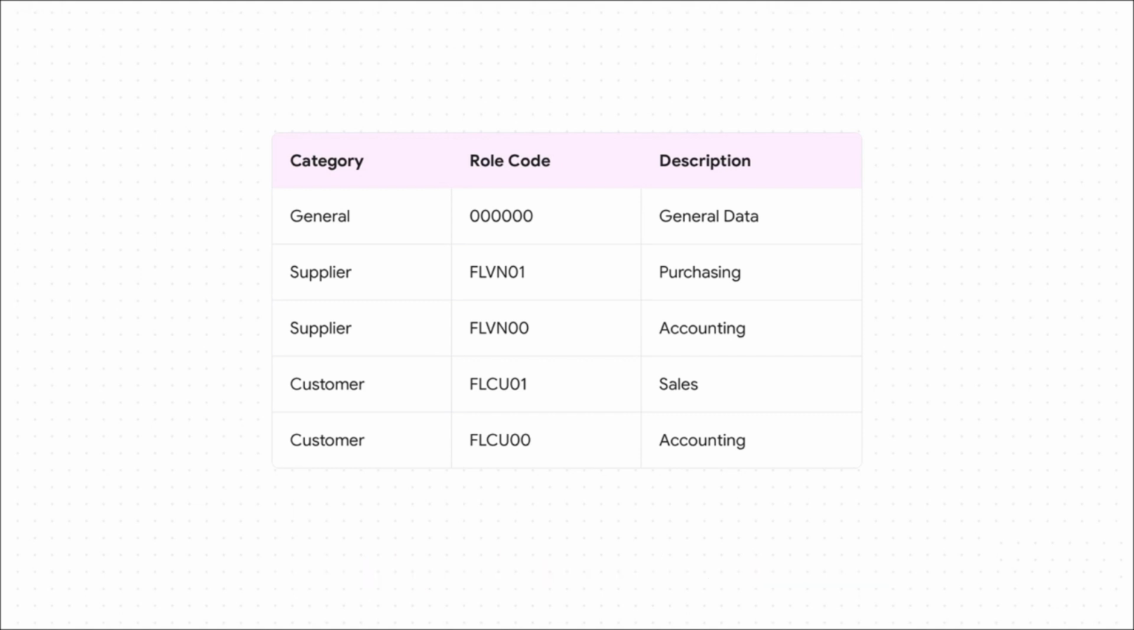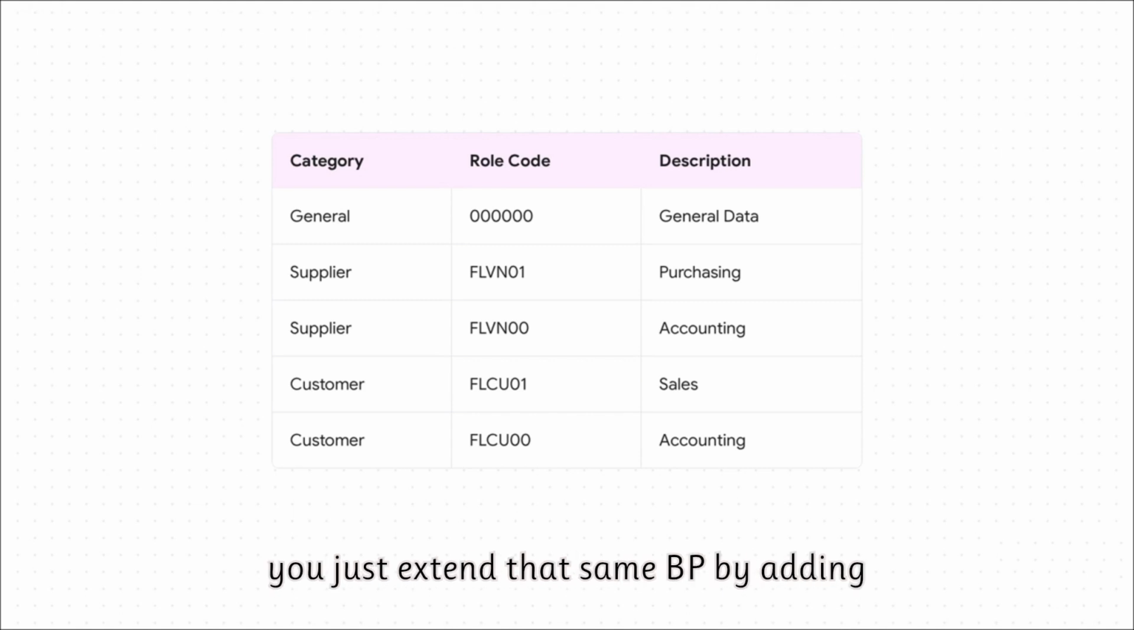Here's how it works. You start by creating just one business partner with a general role. This is where all the basic stuff lives. Name, address, you know the drill. From there, you just extend that same BP by adding more roles as you need them. Need to buy from them? Add the supplier roles. Gonna sell to them? Cool, add the customer roles. It's all under one single BP number, just with different hats it can wear. It really is that simple.